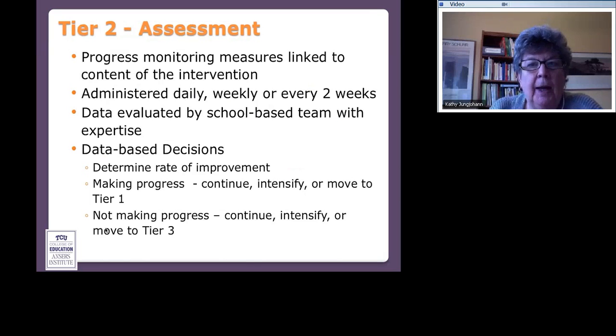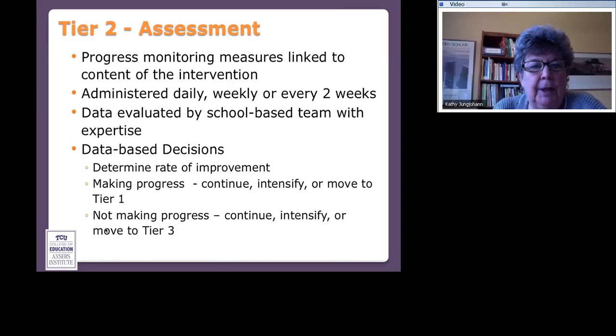Assessment in Tier 2 will utilize progress monitoring measures, but these measures should be linked to the content of the intervention. It wouldn't make sense to monitor progress by measuring something that isn't directly linked to what we're teaching kids. And these monitoring measures should be administered either daily, weekly, or every 2 weeks, although I've seen other recommendations that say monthly. But I think that it's important in Tier 2 to get faster feedback in terms of whether the intervention is successful and is working for students.